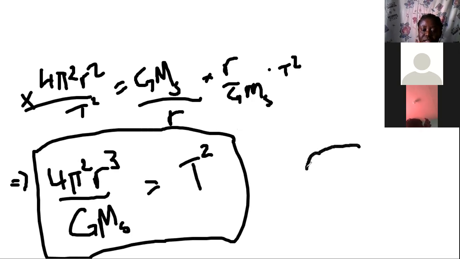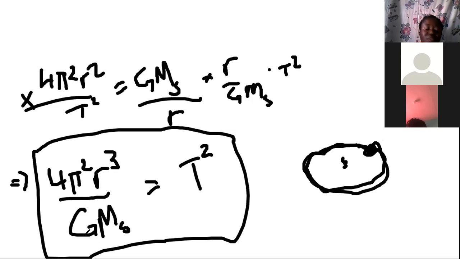Okay, so as an object revolves around with the sun at the center, then the period it takes to move from there and come back is proportional to, because all these things are constant. 4 is constant, pi is constant, gravitation is constant, and the mass is constant. This thing doesn't change. So what only changes is the distance and the time.